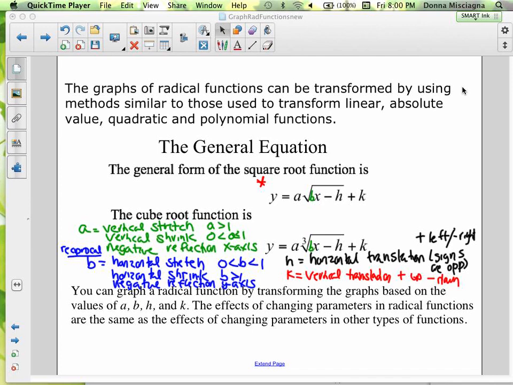So a affects you vertically. It's a vertical stretch if a is greater than 1. It's a vertical shrink if a is between 0 and 1. If it's negative, it's a reflection over the x-axis.